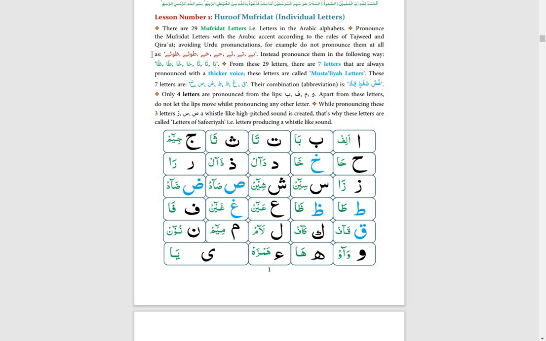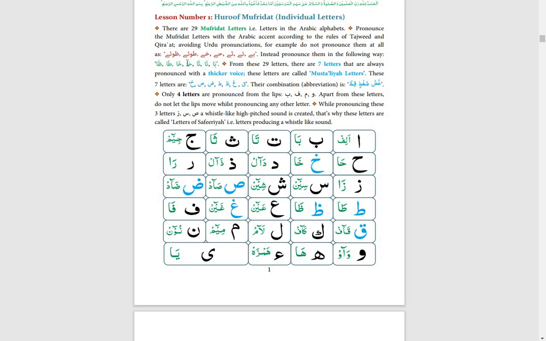These are 7 letters. And which are these 7 letters? They are mentioned here: Kha, Sad, Dad, Ta, Za, Ghain, and Qaf. These are Huruf Musta'liya. Their combination, or abbreviation, is Khussa Daghtin Qiz. This is an easy way to remember these letters. These are the 7 letters.